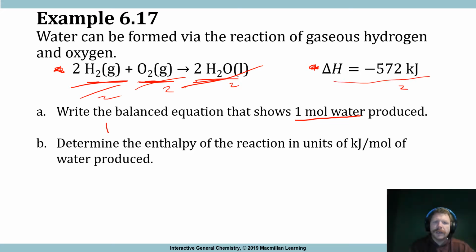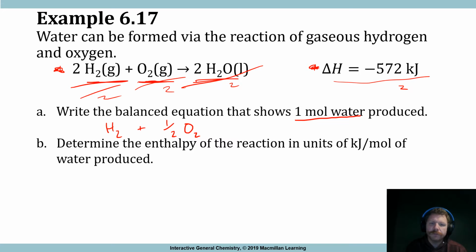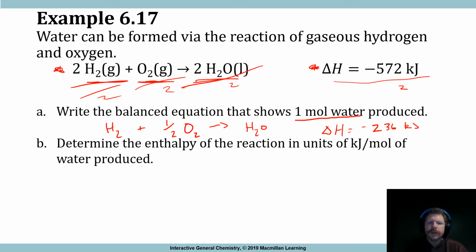So your reaction would be H2 plus 1/2 O2, and I know that I've told you all semester long, don't use fractions, use whole numbers, but this is one of those instances where you will use a fraction. One of the very rare instances. And then H2O, and your delta H equals, it's still negative, and it's, what would that be, 472 divided by 2, negative 236 kilojoules. Okay, determine the enthalpy of the reaction units. Yep, done.